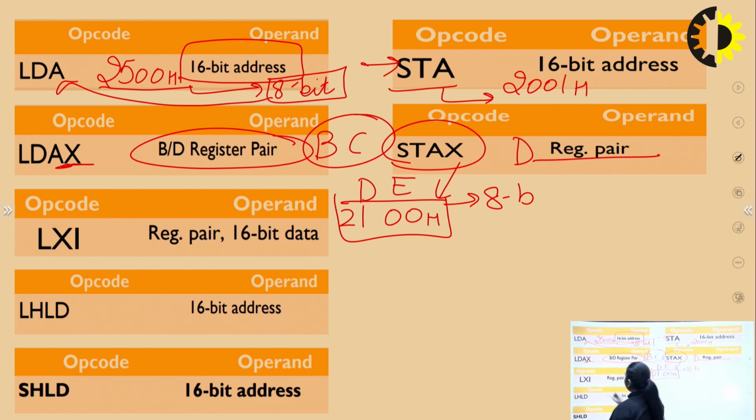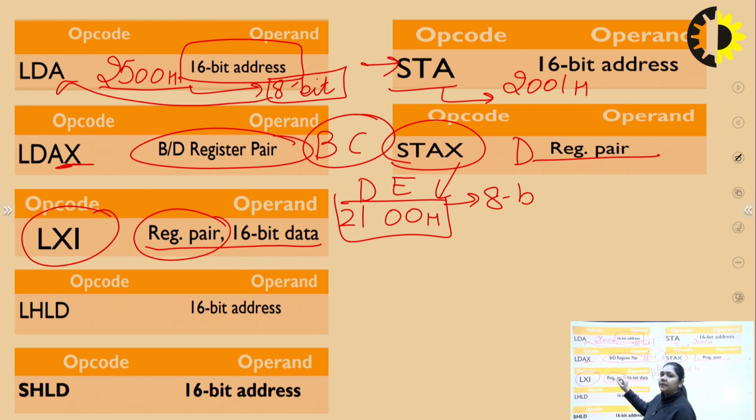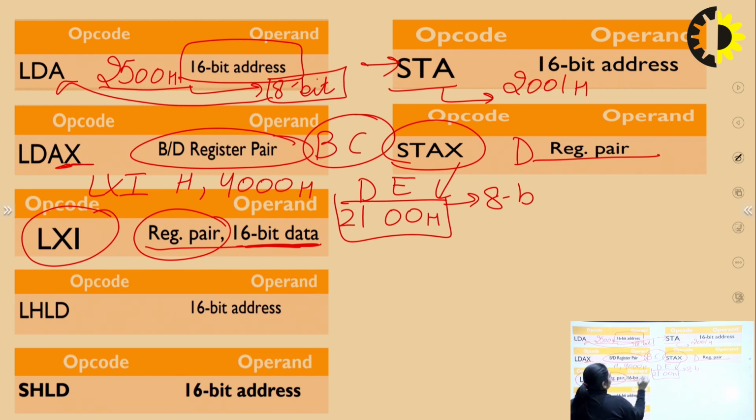Next is LXI. LXI means load the given register pair immediately. This register pair will immediately be loaded by the given 16-bit data. So the register pair and the data will both be given in the instruction itself. So we can take an example here. It will be LXI H, 4000H. What will happen here? 00 is the lower byte, 40 is the upper byte. So 00 will be transferred to register L and 40 will be transferred and copied to register H.